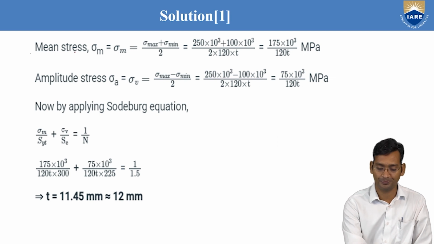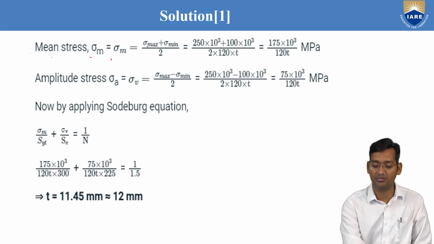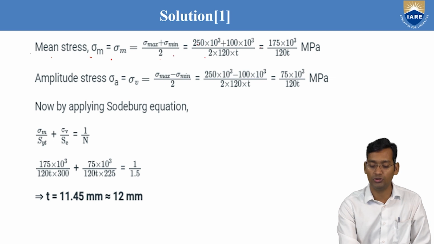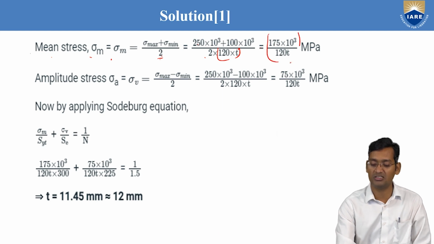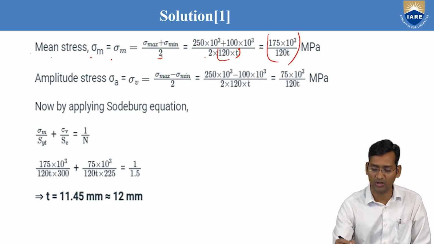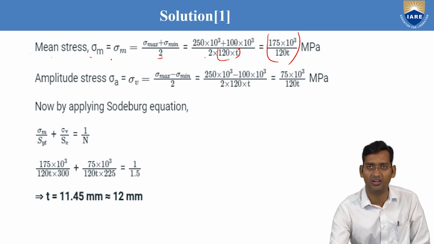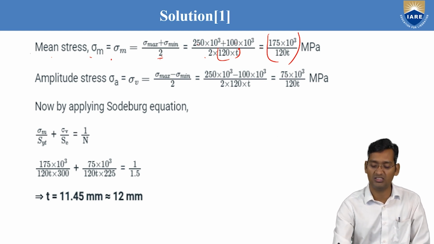So the mean stress sigma M is sigma max plus sigma min by 2. So 250 into 10 to the power 3 plus 100 into 10 to the power 3, divided by 2, because this 2 is there, and by this area 120 into T. After simplifying, what will we get? 175 into 10 to the power 3, or you can simply, after adding 250 plus 100, that is 350, by 2, get 175.